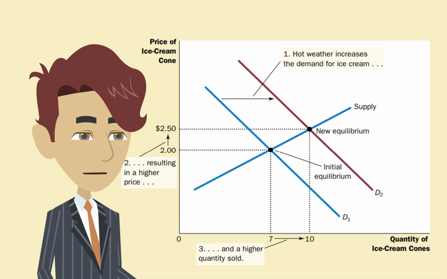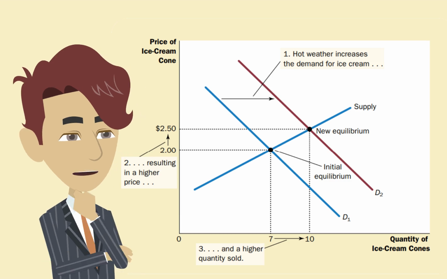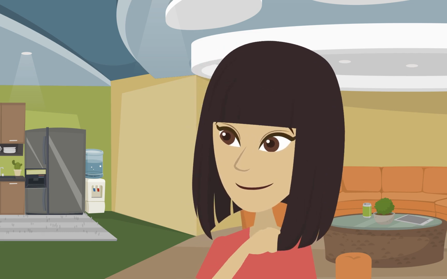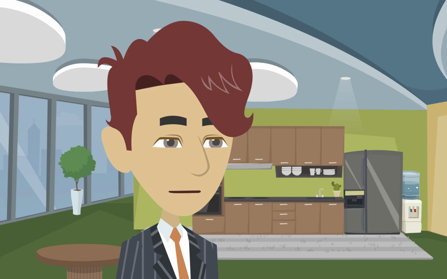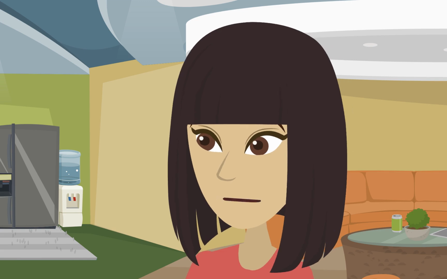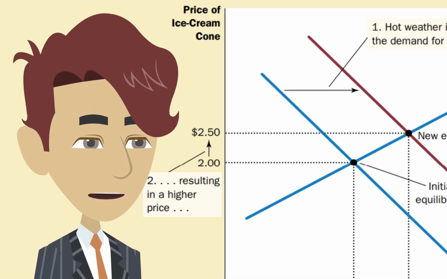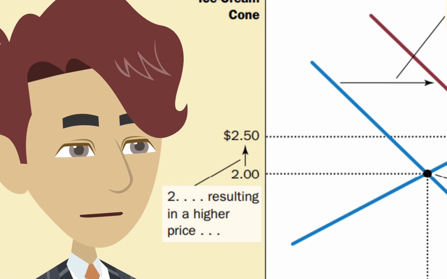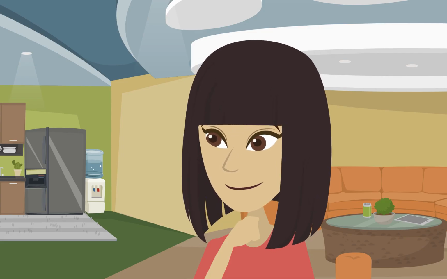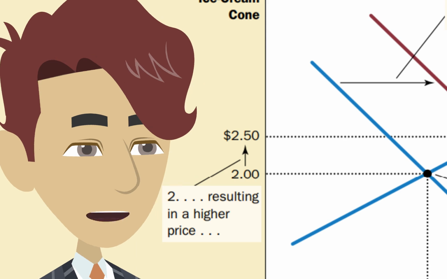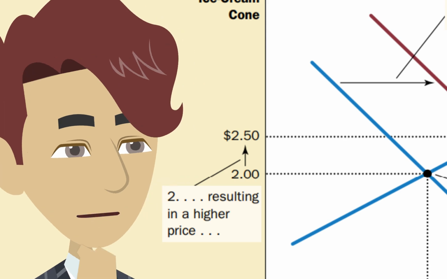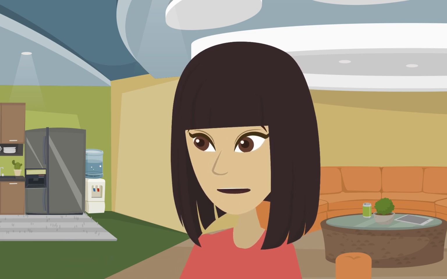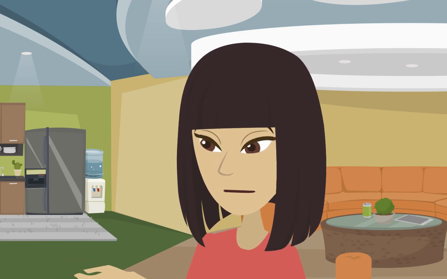Great question. When an earthquake destroys ice cream factories, it reduces the supply of ice cream. This shifts the supply curve to the left. What happens to the price then? As the supply decreases, the price goes up. For example, it could rise from $2 to $2.50, and the quantity sold might drop from 7 to 4 cones. I see. So if both supply and demand change, how do we analyze that?